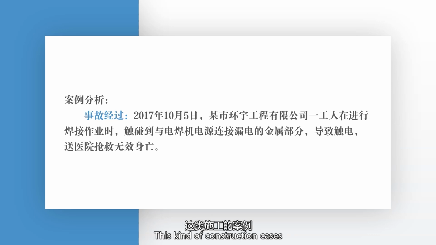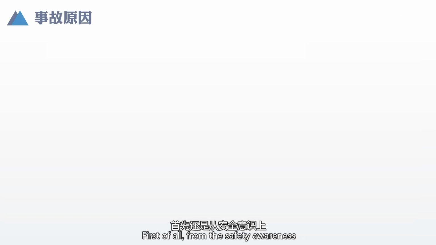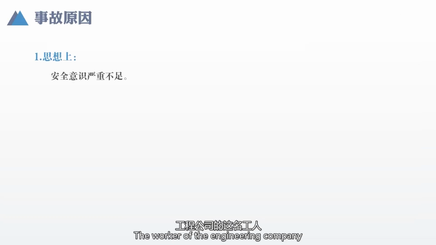In this kind of construction case, we can use the 3 elements method to analyze the cause of the accident and propose preventive measures. First of all, from the safety awareness: the worker of the engineering company was seriously lacking in safety awareness. He started the work without wearing gloves and other safety tools.